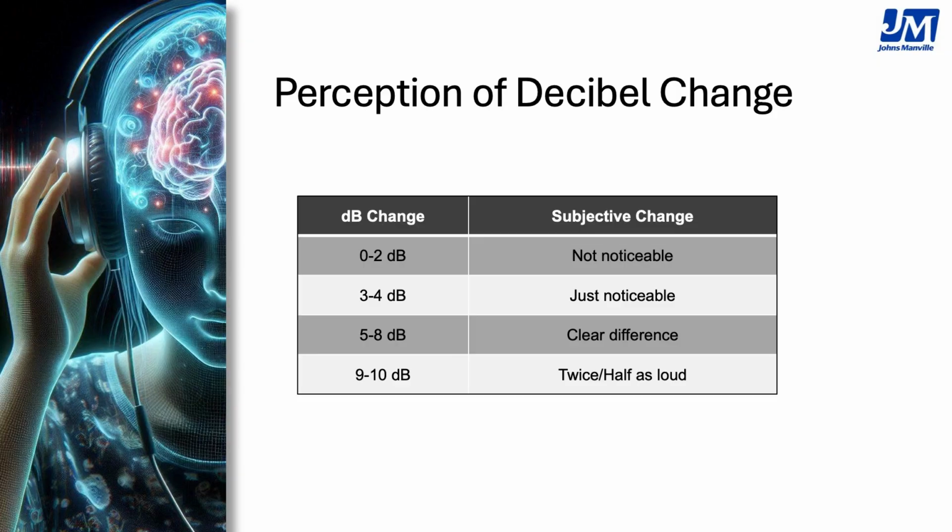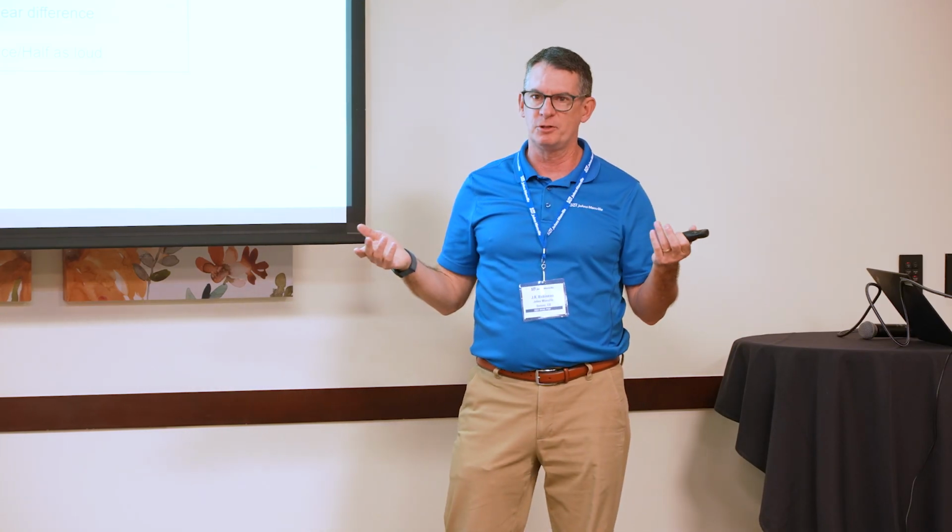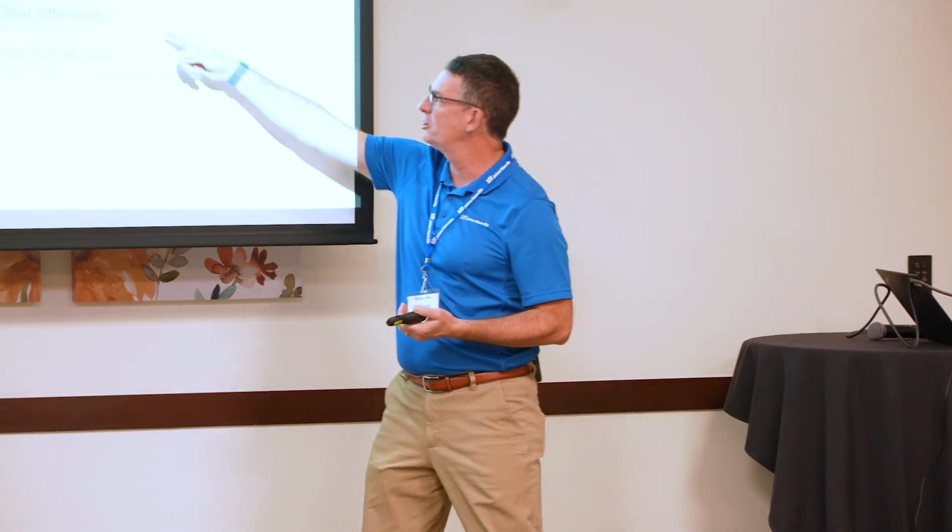The other piece that's important to think about is how we perceive changes in decibels, because this is where we come in. If a sound is changed, think reduced, by 0 to 2 decibels, we're not going to notice that. We're not going to hear that change. 3 to 4 is right where we'll start to notice that it's louder or quieter. 5 to 8 is clearly different. 9 to 10 is how most people would perceive something as being twice as loud or half as loud.